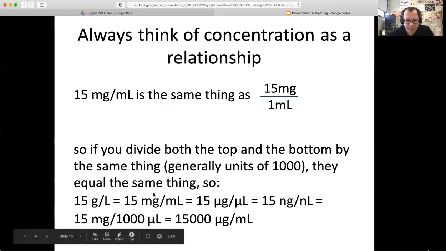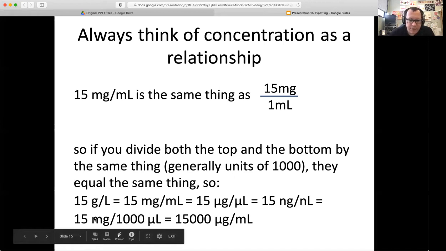Okay, so here's our 15 milligrams per milliliter. That's technically the same thing as 15 grams per liter. It's the same thing as 15 micrograms per microliter, 15 nanograms per nanoliter, right? Again, we're dividing both the top and the bottom by the same thing whenever we change both units like this. So grams divided by 1,000 is milligrams, liter divided by 1,000 is milliliters, grams divided by 1,000,000 is micro, liter divided by 1,000,000 is micro, grams divided by 1,000,000,000 is nano, liters divided by 1,000,000,000 is nano.